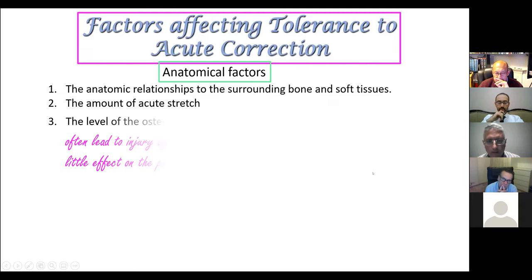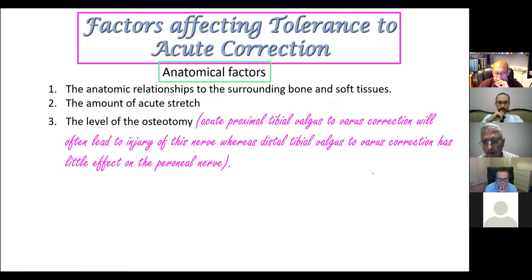The level of the osteotomy: acute proximal tibial valgus to varus correction often leads to injury of this common peroneal nerve, whereas the distal tibial valgus to varus correction has little effect on the peroneal nerve. So the level of osteotomy is another anatomical factor.